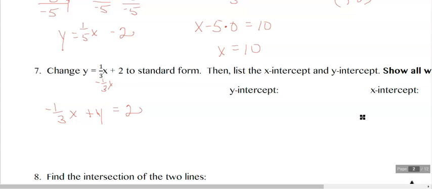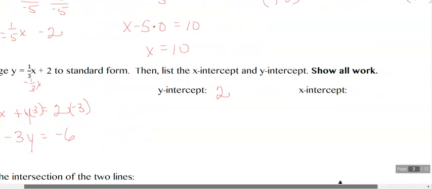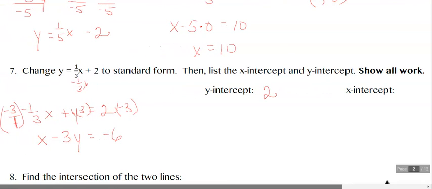I think either multiply times 3 or negative 3, but let's multiply times negative 3. So that's going to be x plus, or excuse me, minus 3y equals negative 6. So this is standard form. And the y-intercept was already in slope-intercept form, so the y-intercept was 2. They don't ask us for the slope, that's fine.